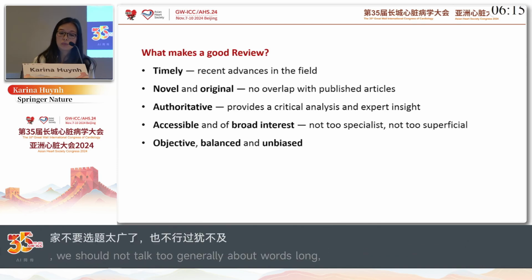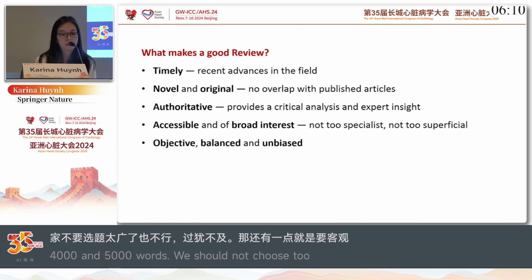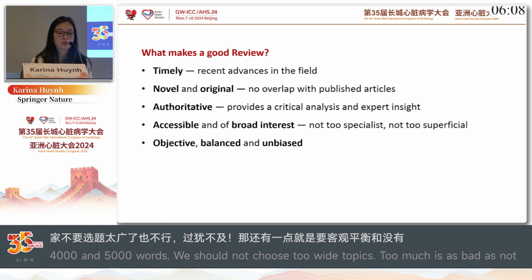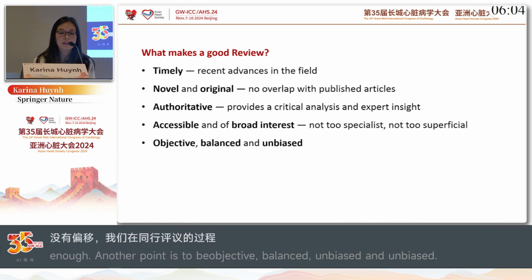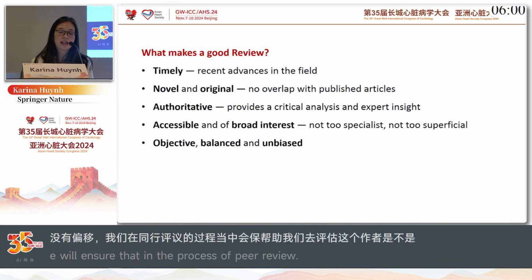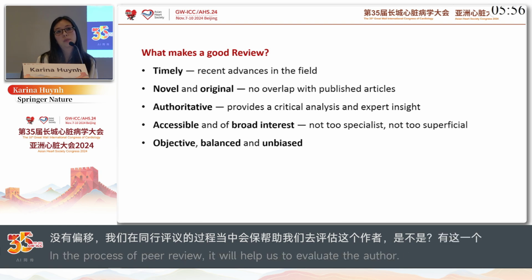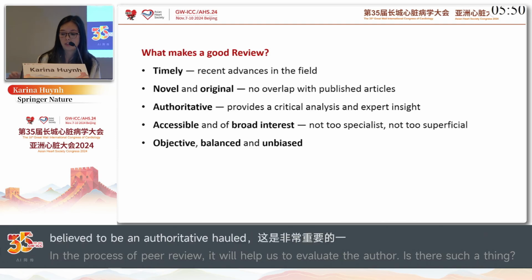A good review should be objective, balanced and unbiased, and our peer reviewers, during the peer review process, will really help to uncover any biases that the authors might have in their review. One way as well to ensure that a review is objective and balanced is to commission someone who we believe to be an authoritative figure in the particular research field, someone who's been well published in that particular field.